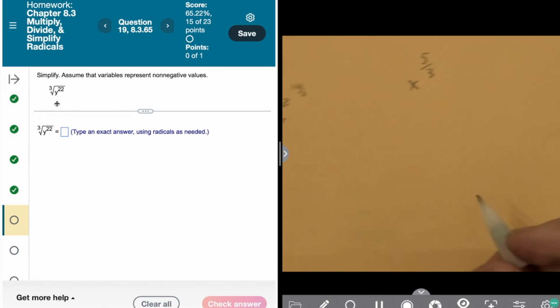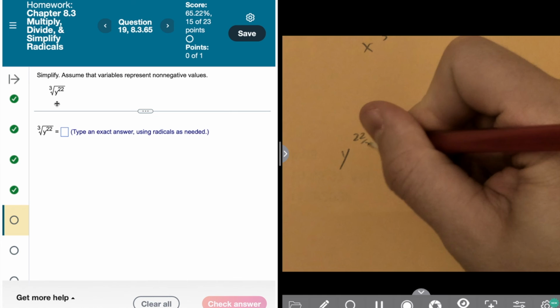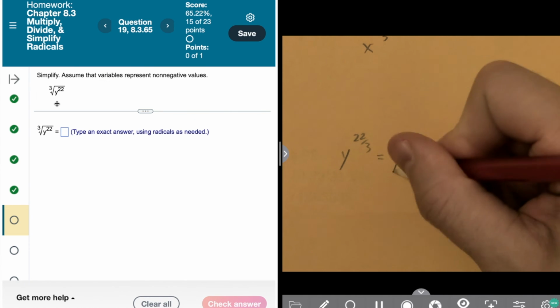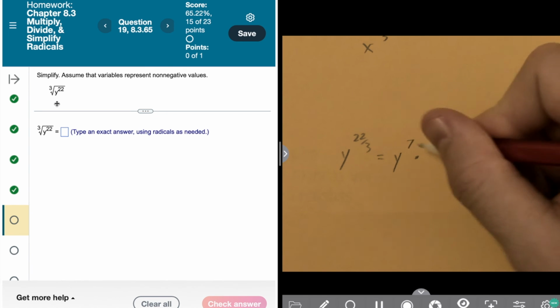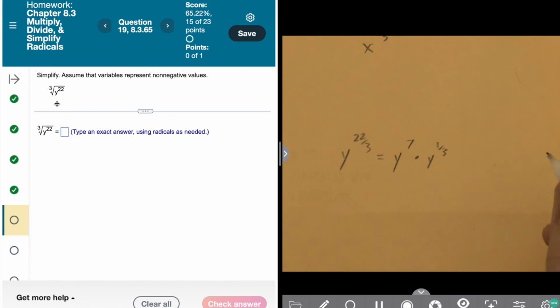All right, so let's look at this example. There's only one variable this time. So we've got y to the 22 over 3. Again, let's think about this like division. How many 3's can go inside of 22? Well, 7. And how many are left over? Well, 3 times 7 is 21, so there's a remainder of 1.